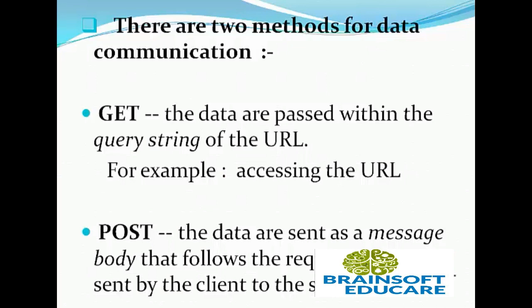The second method is post. The data are sent as a message body that follows the request message sent by the client to the server. It is known as the post method of data communication. In this tutorial, we learned that data can be sent from the client browser to the HTTP server. The common gateway interface, that means CGI, is the mechanism used by most servers to process this client data.